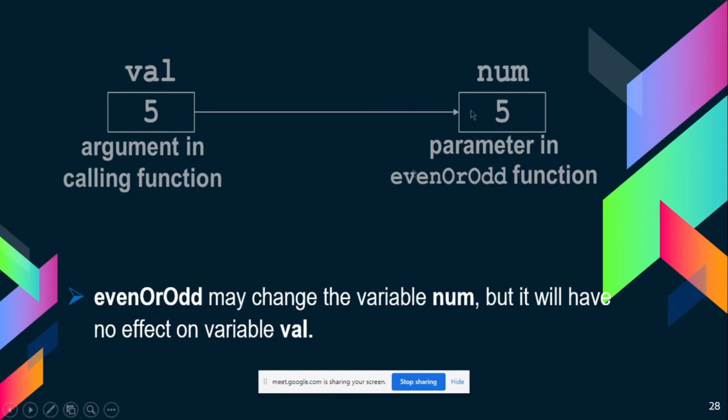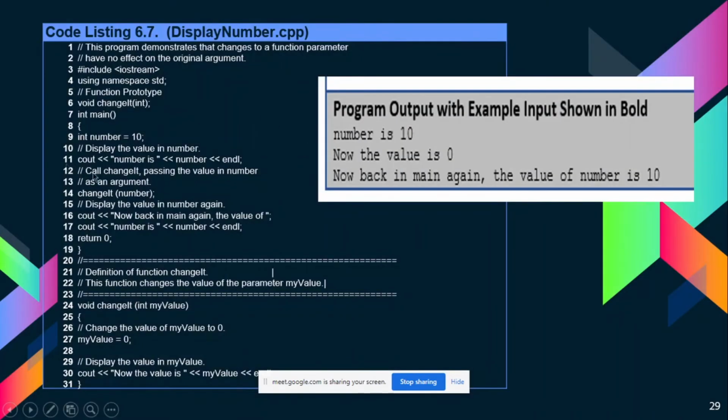So, although the value of num changed, the 5 is still 5 pagdating sa main function. So, merong example dito. Ito yung ating function prototype. And then, meron tayong variable dito na int 10. Then, kinol natin, the number is 10.